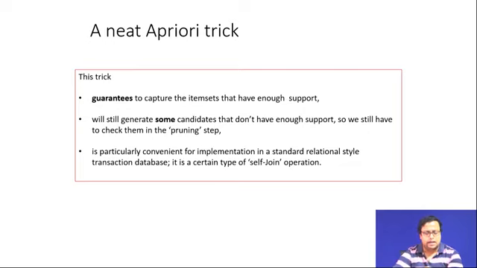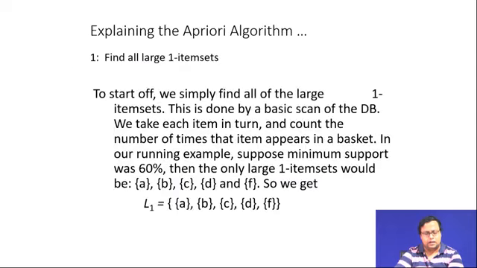This trick guarantees to capture the items that have enough support, though it will still generate some candidates that do not have enough support. So, we will still have to check them in the pruning step, and it is particularly convenient for implementation in a standard relational style transactional database. So, that is what happens in the background of the a priori algorithm.